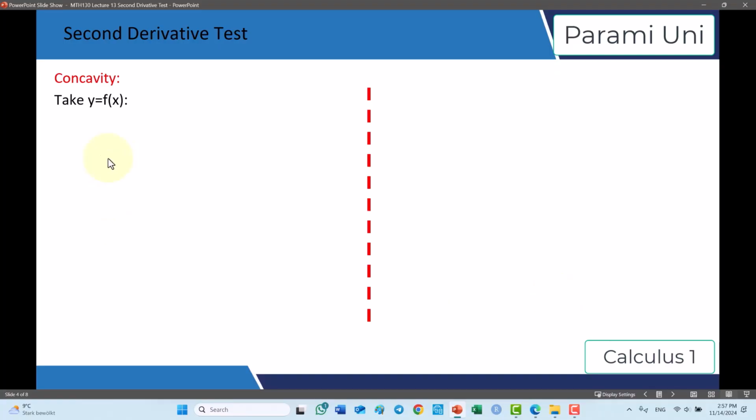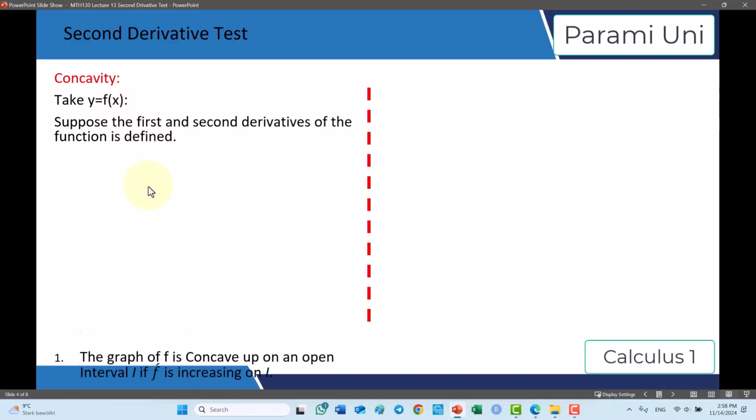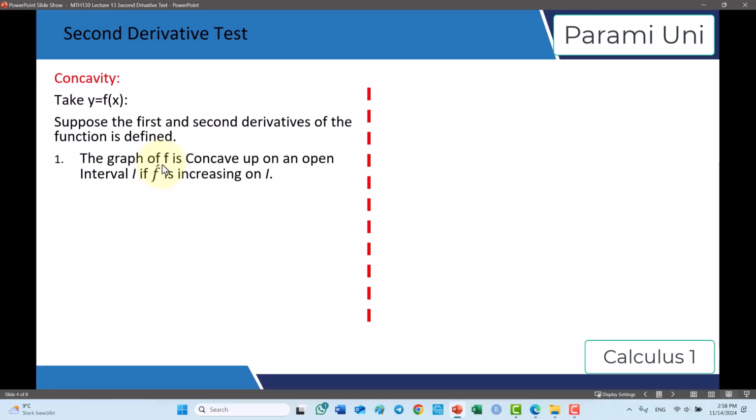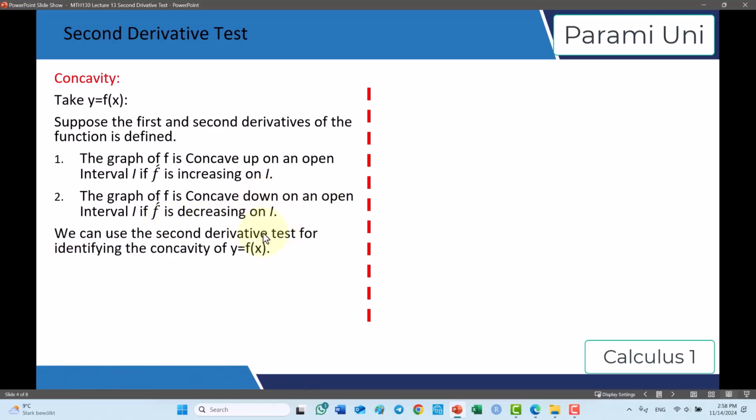The concavity of the function is defined using the second derivative. But first of all, we need to define the concavity of the function. Suppose we have this function y equals f of x, and the first and second derivatives of this function are defined. The graph of function f is concave up on an open interval I if f prime is increasing on that interval. Remember that f prime itself is a function, so it can be increasing and decreasing. The graph is concave down on this open interval if f prime is decreasing on interval I.